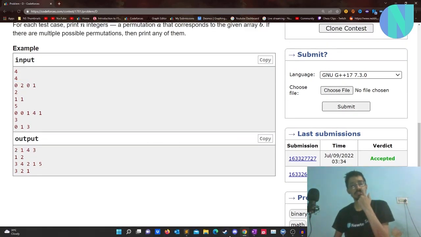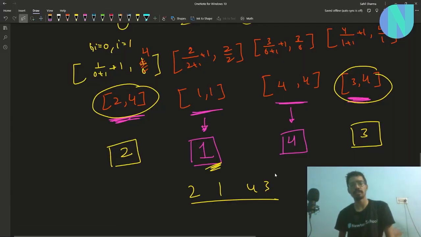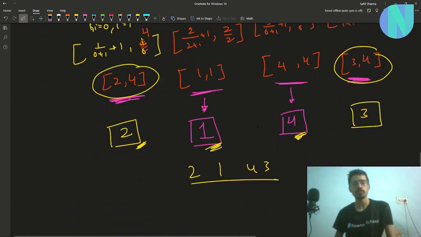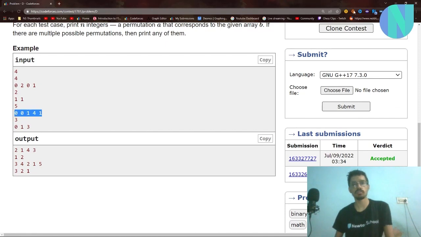But the example was very easy because you got no overlaps here, right? You found your element 1 easily, you found your element 4 easily. Also, there were no two segments that contain the element 2. So you were easily able to find the position where element 2 will go. But that might not be the case in bigger examples. So let's see a bigger example where we can have some overlaps and how to fix those overlaps. Let's take a bigger example here. Let's solve 0, 0, 1, 4, 1.